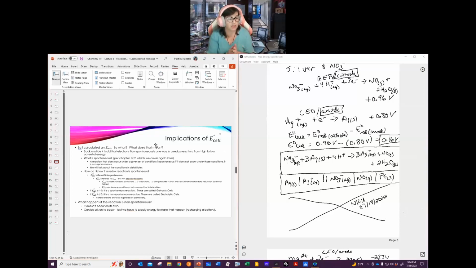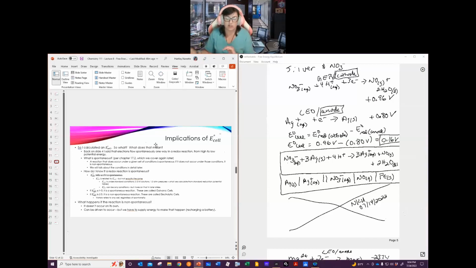So how do I know if a redox reaction is spontaneous? The E cell, the value of that, will tell me if it's spontaneous. E naught cell is under standard conditions, 1 molar solutions, 1 atmosphere pressure. It's what we calculate from the standard reduction potential tables. That's important. E cell can be under any conditions, it doesn't have to be standard. If E cell is greater than 0, it's a spontaneous reaction.